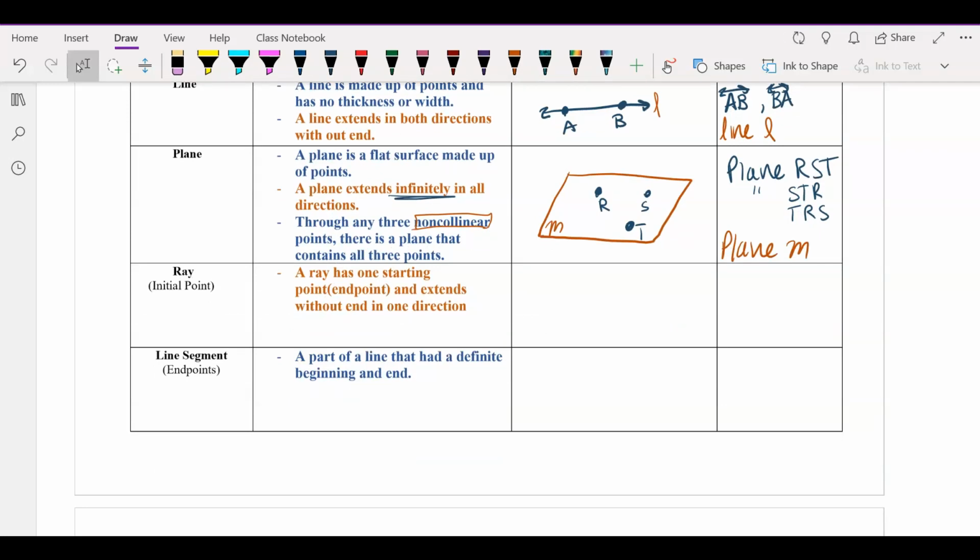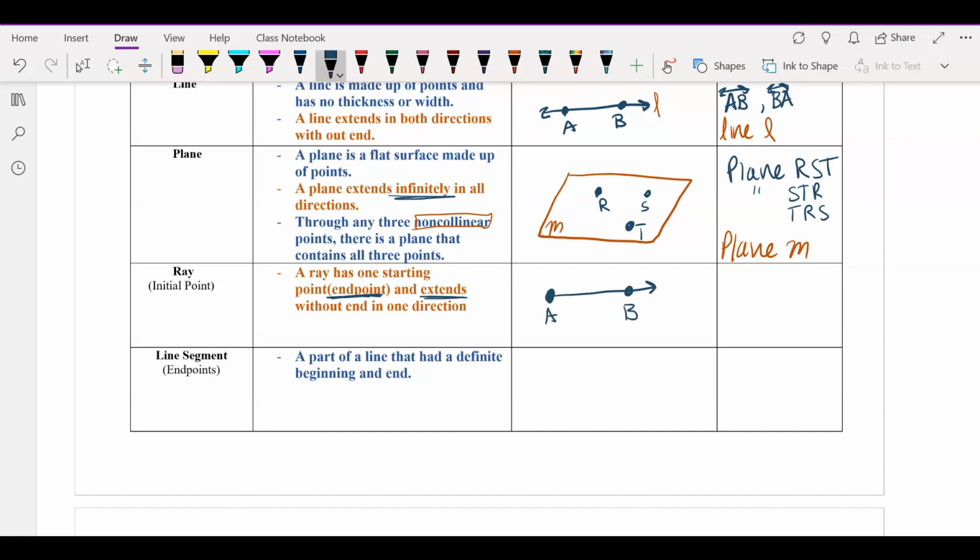A ray is a type of line. However, a ray has an endpoint, and then it also extends without end on one of the sides. So you're going to have the point, and then it's going to continue on one side. Now, remember, it's still a type of line, so there must be 2 points. So we'll have A and B.